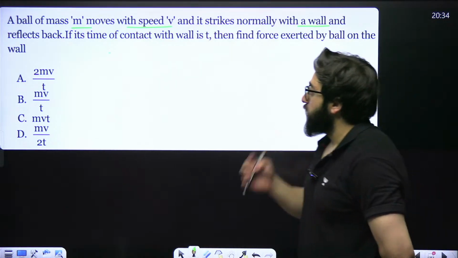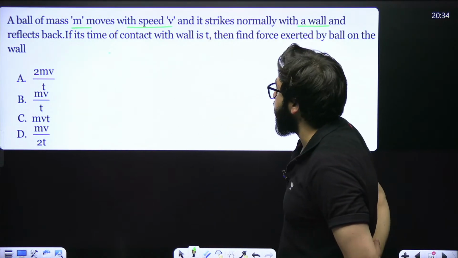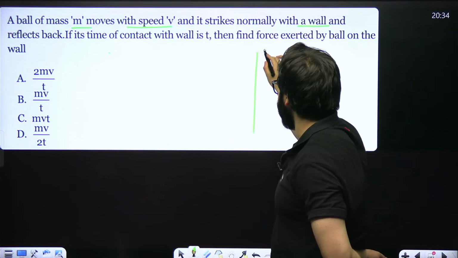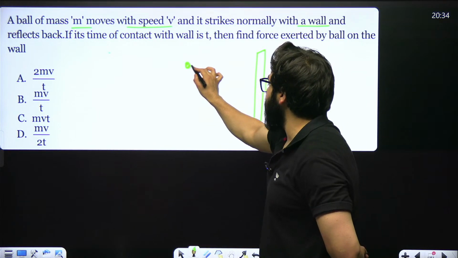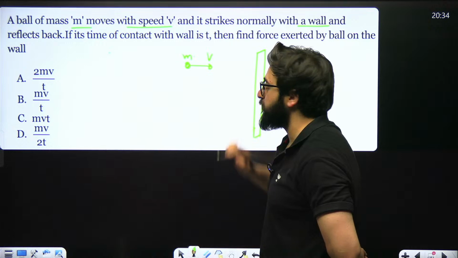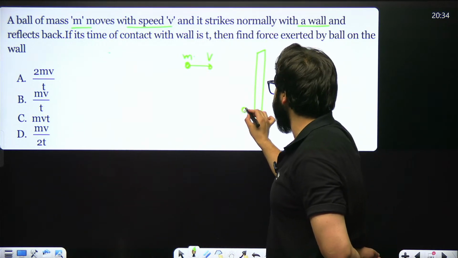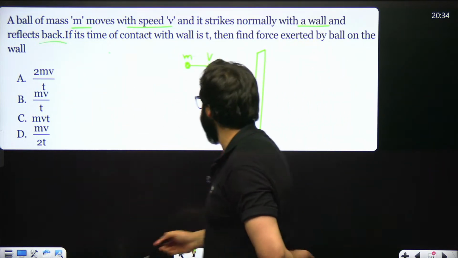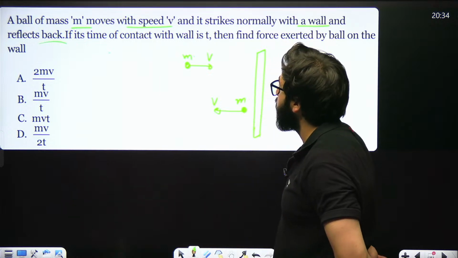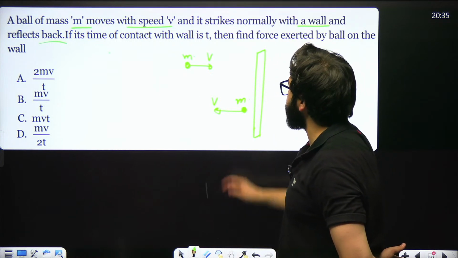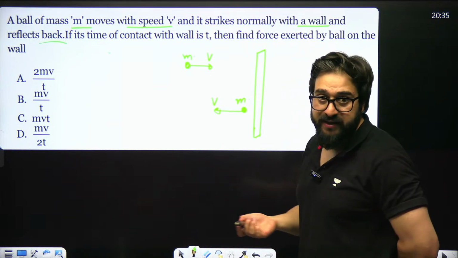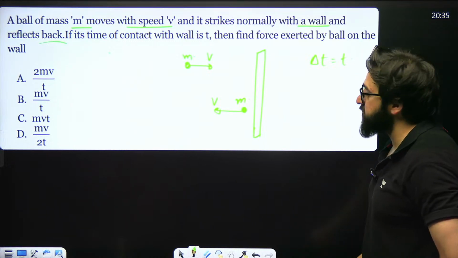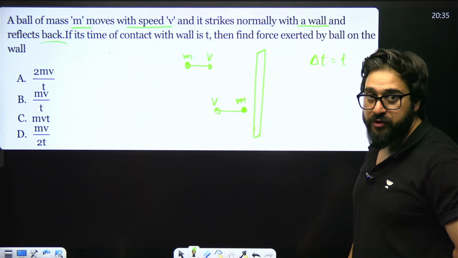In this particular case, you are supposed to find, if a mass with a speed v hits the wall. Let's suppose we have got a wall over here, and this is the mass m coming towards the wall with a velocity v. It strikes the wall normally and is reflected back with the same velocity v. If the time of contact with the wall, delta t, is given as t, then find the force exerted by the wall.